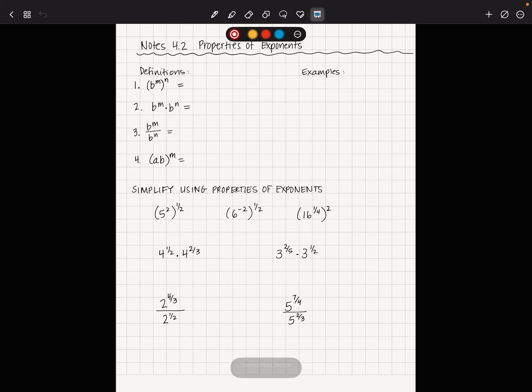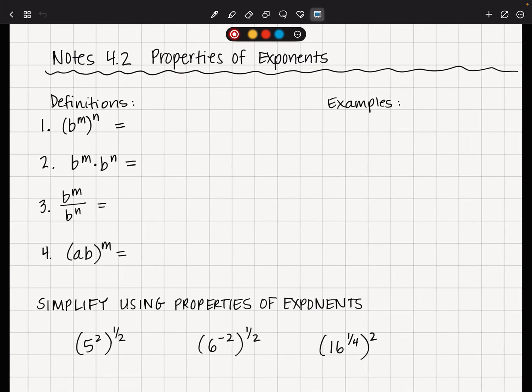This lesson is a quick review of the properties of exponents. So our definitions that we've learned in the past are when you have b to the m raised to the nth power. This is called the power rule of exponents, and it's b raised to the m times n. Sometimes they say power to a power rule.